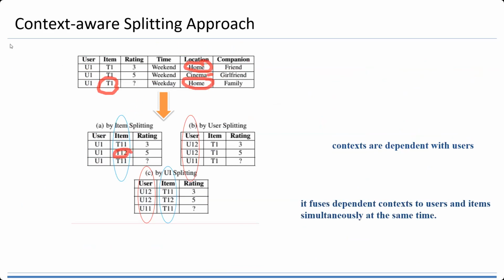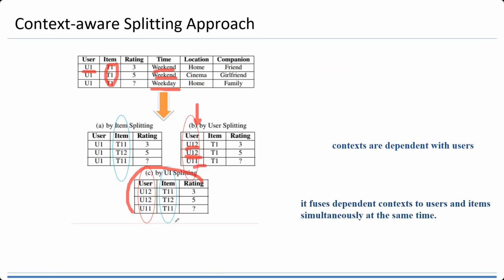Or you want to split by the user. If you want to split by the user, so user 12, user 12, user 11. User 12 means user 1. For example, we know this item. It is on weekend. It is on weekend. It is on weekday. So user 12, user 12, and this is user 11.